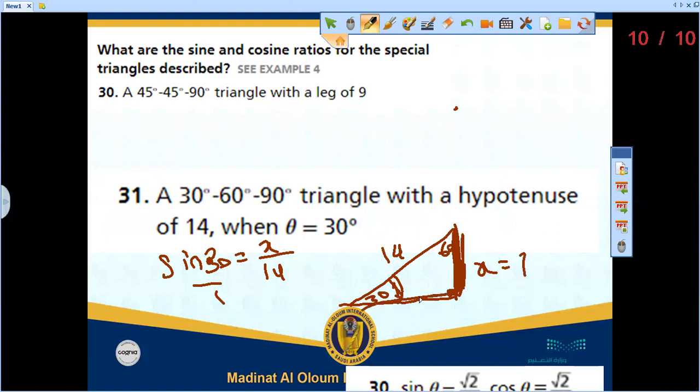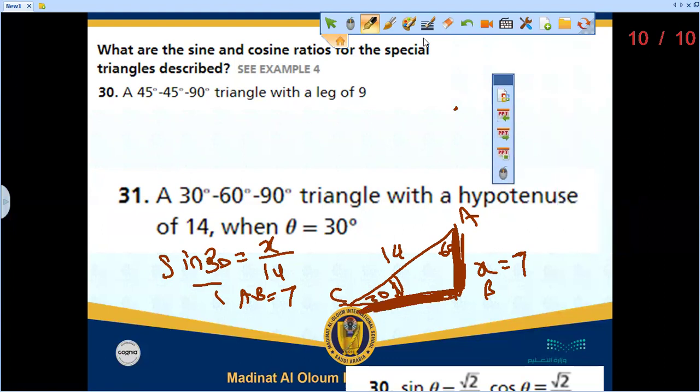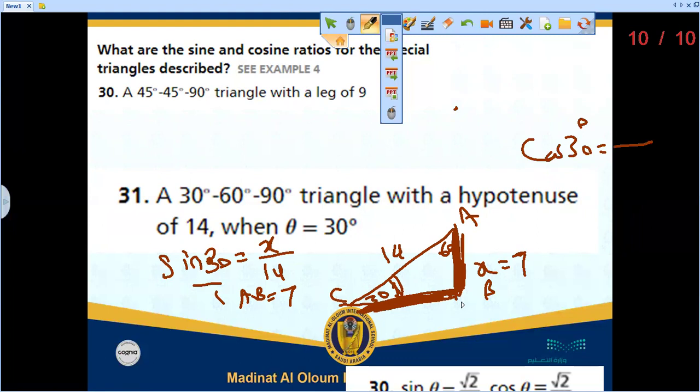And I can get this side also, if this is ABC. Now I got AB, 7. I need BC, I need the adjacent. Yes, I would make cosine. Cosine 30 equals the adjacent, which I don't know, which is BC, over 14. Makes what? By using shift solve or applying ratio, 7 radical 3.